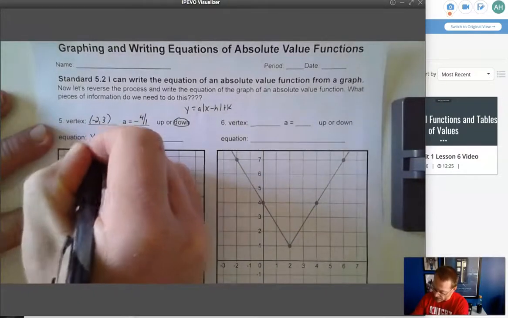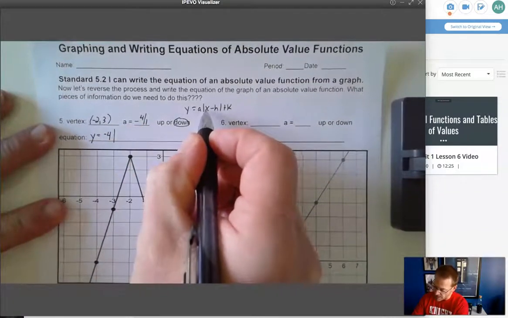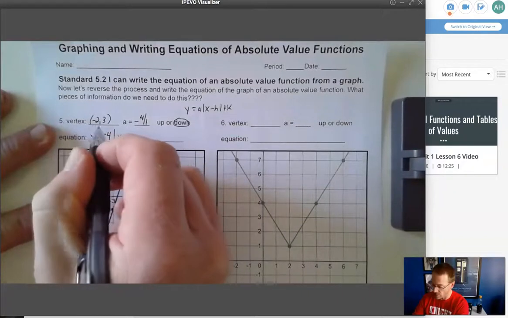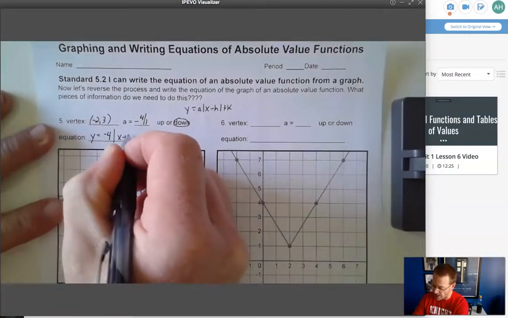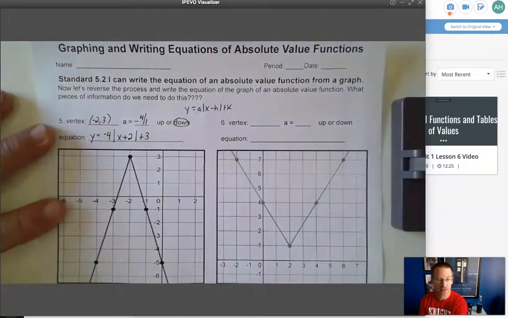Now all I have to do is plug all this information into the key pieces here. If I plug the a value in, that would be -4 out front. And notice it's x minus h, so this is x minus -2. When I subtract a negative, it becomes a positive. And then I have plus 3 on the outside. And that's all you need to do.